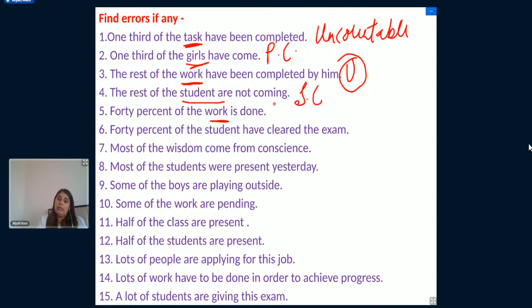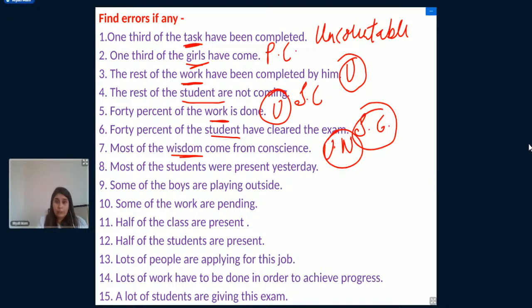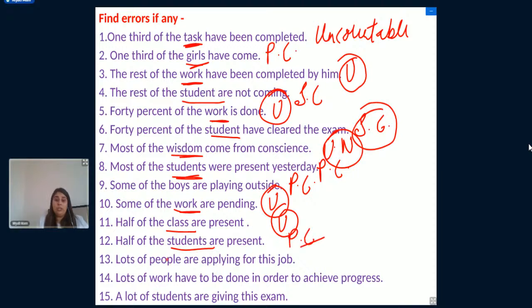40% of the work, again, uncountable noun. 40% of the student, again, singular countable noun, which is not possible. Most of the wisdom, you can never count wisdom, so uncountable noun. Most of the students were present yesterday. Students, plural countable noun. Some of the boys are playing outside, plural countable. Some of the work, uncountable. Half of the class, uncountable. Half of the students, plural countable. Lots of people, plural countable. Lots of work, uncountable. A lot of students, plural countable. So these are the types of nouns present in the sentences.